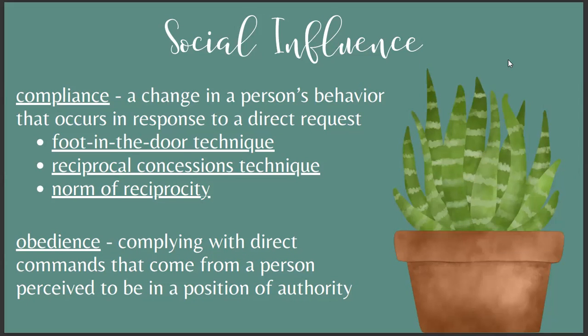Okay, the next subsection of social psychology is social influence. And there's three main types of social influence we are going to talk about in this chapter. That is compliance, obedience, and conformity.